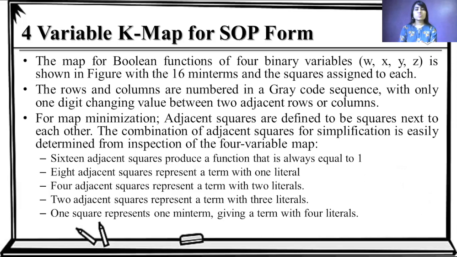For map minimization, adjacent squares are defined to be squares next to each other. The combination of adjacent squares for simplification is easily determined from inspection of the 4 variable map. 16 squares produce a function that is always equal to 1. Then for 8 squares we have a 1 literal term. For 4 adjacent squares we have a term with 2 literals. For 2 adjacent squares we have a 3 literal term, and for 1 square we have a 4 literal term.